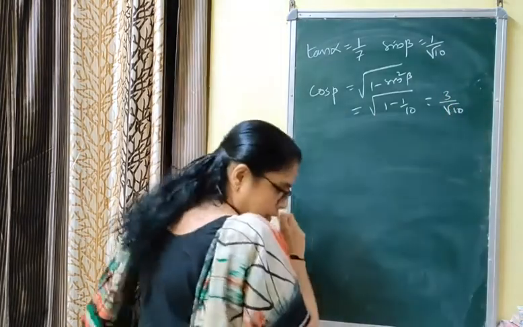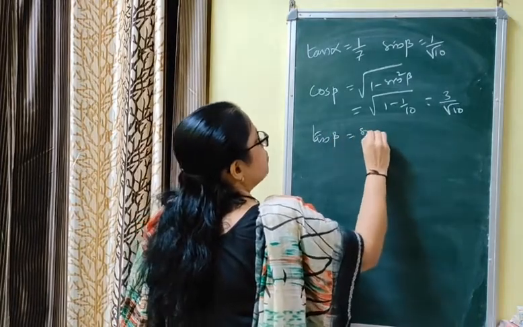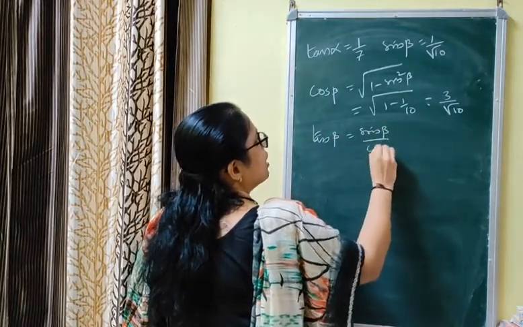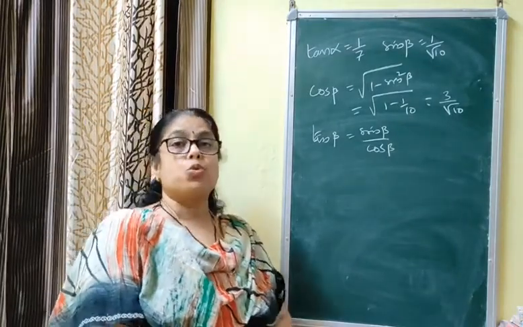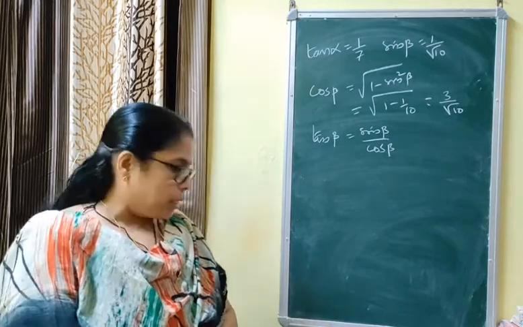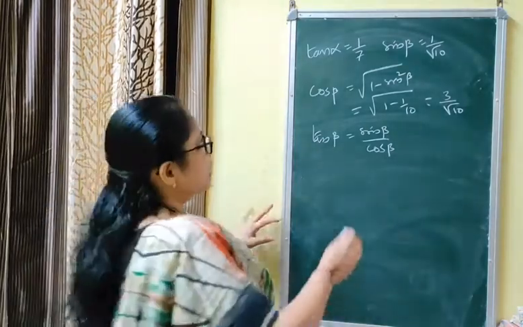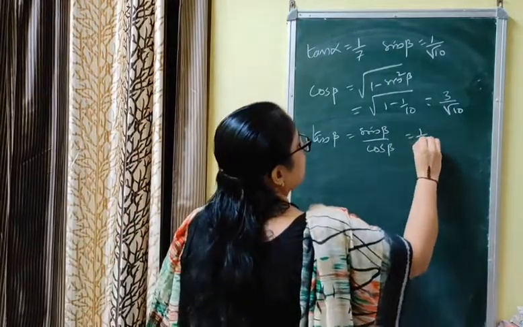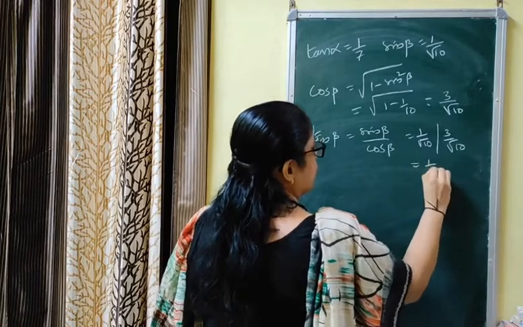Now you have to find the value of tan beta. Tan beta is sin beta by cos beta. Why are you finding this? Because we have to prove that tan of alpha plus 2 beta is equal to 1. Tan 2 beta is 2 tan beta upon 1 minus tan square beta. That is why we are finding tan beta. That is 1 by root 10 upon 3 by root 10, that is equal to 1 by 3.